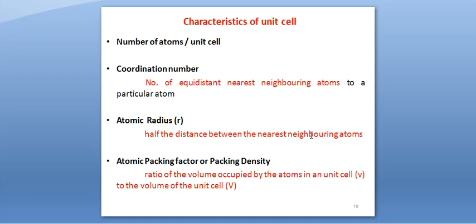Atomic packing factor, there is a formula to find the APF. It tells how the atoms are packed in the structure. The APF formula is: APF is equal to number of atoms per unit cell times volume of one atom, divided by total volume of the unit cell. So this is the formula to calculate the atomic packing factor.